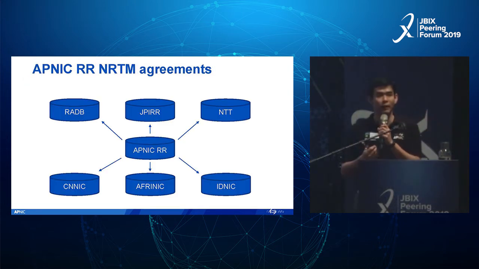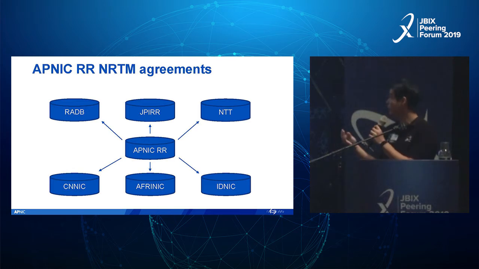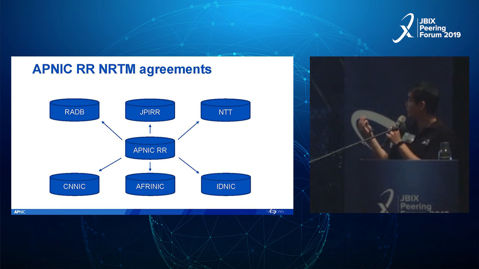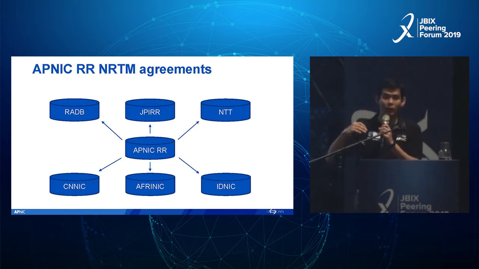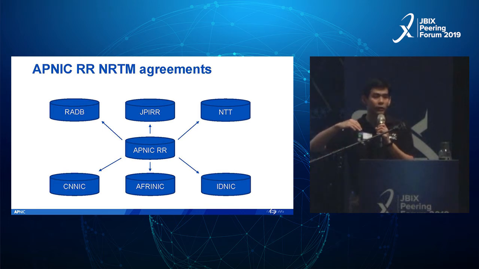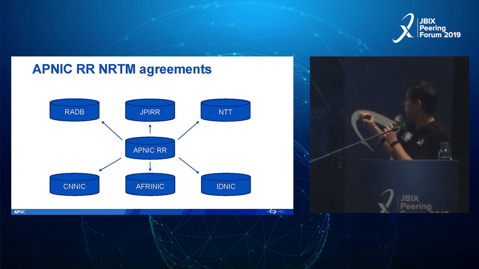So APNIC, we have a few contracts with a few routing registries out there. It's NRTM, which is near real-time mirroring system, where if you register a route object in APNIC WHOIS database, you'll be automatically mirrored to a few routing registries out there, such as RADB, JPIRR, NTT, CNIC, APNIC, and IDNIC.